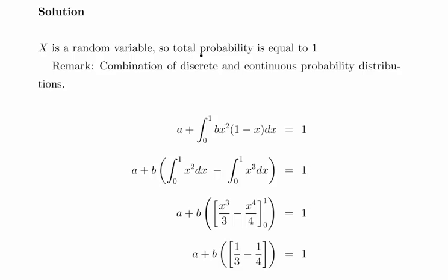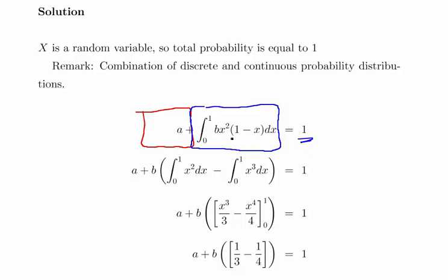X is a random variable, so the total probability, or area under the curve, so to speak, is 1. So the total probability: this is the discrete part, the probability here, just as we're told in the first part of the question. So that's for the discrete component. For the continuous component, the area under the curve is the probability. So altogether that adds up to 1, the total area under the curve.